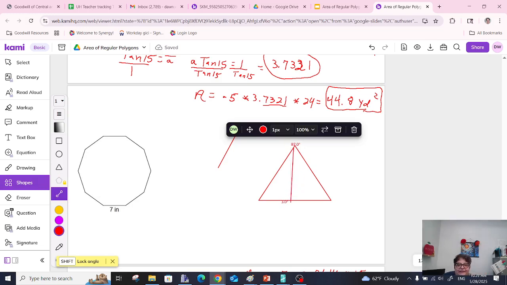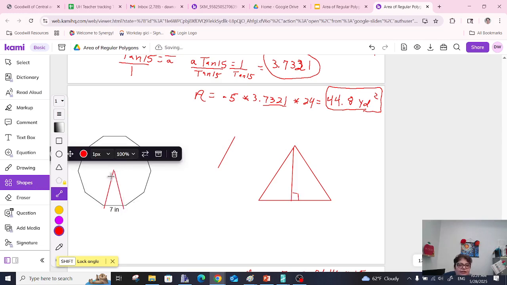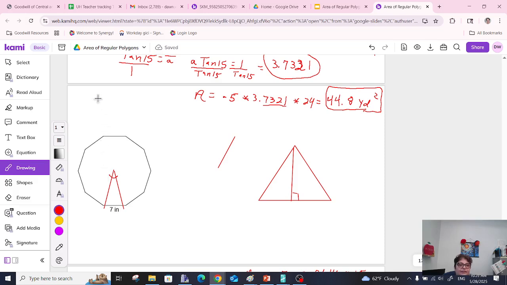I'm going to go ahead and draw my other triangle. I know that when I have this one, the central angle is going to be 360 divided by the number of sides. There's 10 sides: 1, 2, 3, 4, 5, 6, 7, 8, 9, 10, which is 36. So this whole angle is 36 degrees. When I cut it in half, this is 18 degrees. 7 was this whole side length, so I have to cut that in half, which would be 3.5.